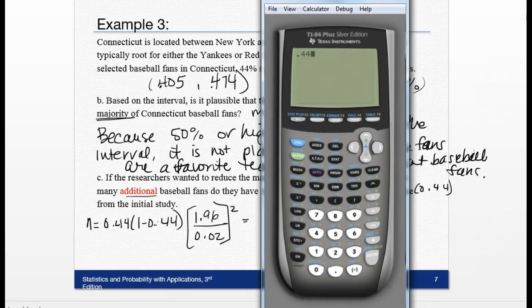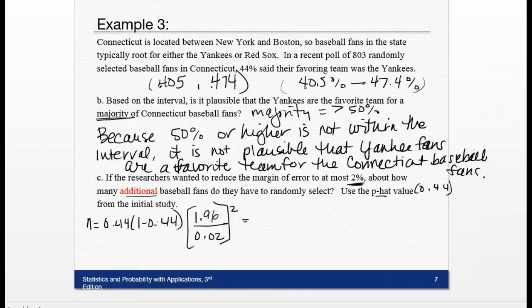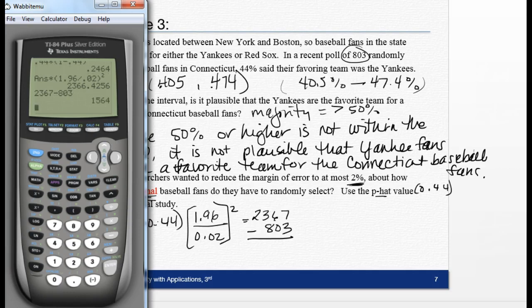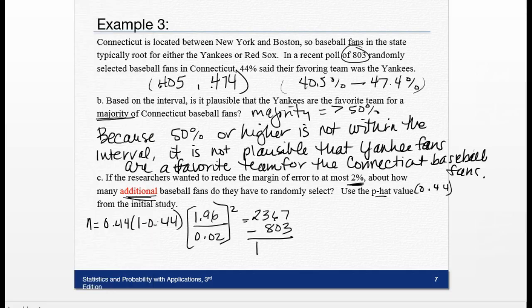So I'm going to do 0.44 times 1 minus 0.44, close that. Okay, times, I'm going to put parentheses, 1.96 divided by 0.02, and I'm going to square that part. Wow, that's a lot of people. Remember, we always round it up? So 2367. So that would be 2367 people. That's how many people they'd have to do. Well, it says how many additional fans do they need to randomly select? How many did they choose? They only chose 803. So I'm going to subtract the 803 to see how many additional fans I need. 1564. So I will need 1564 additional people to be interviewed.